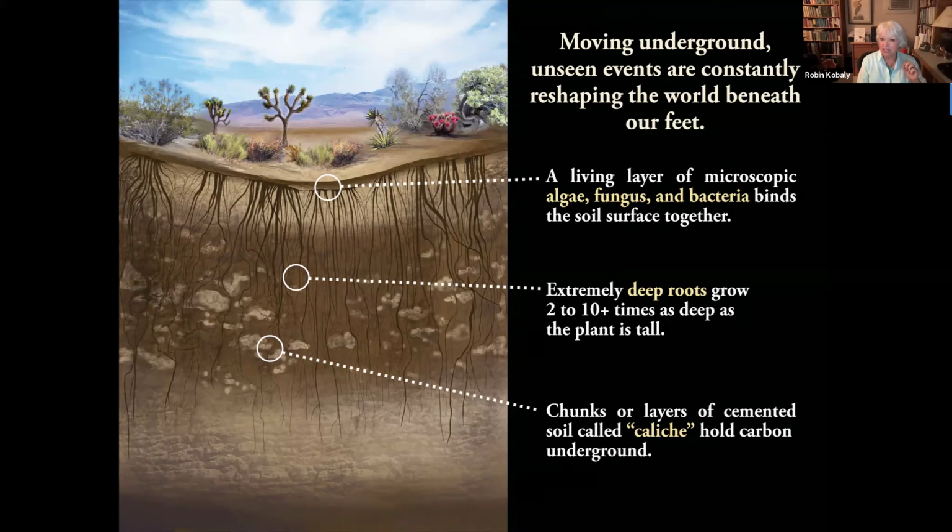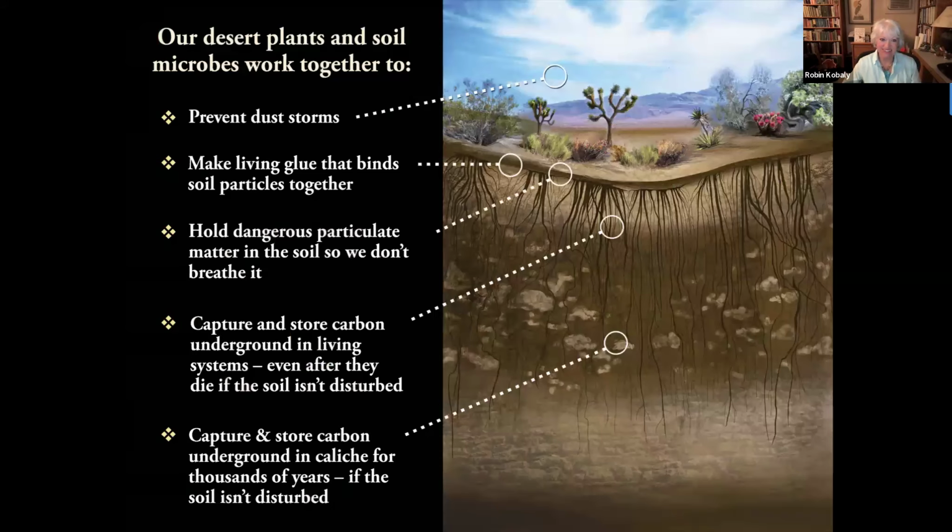If we go down deeper, you see all these deep roots going through the whole system, but there can be chunks or layers of a cemented type of soil called caliche that actually holds carbon underground. And we'll talk tonight about how that carbon gets from our air down there to the soil depths. So all of these desert plants and the soil microbes are actually working together to do so many wonderful things for their own community and for our own environment as well.